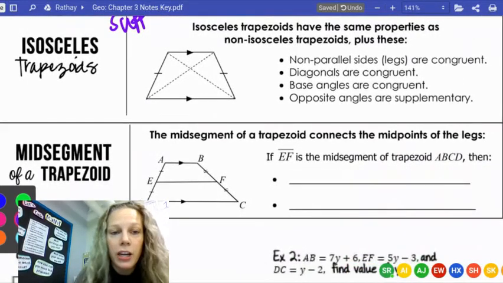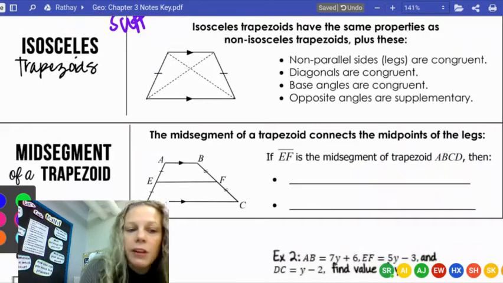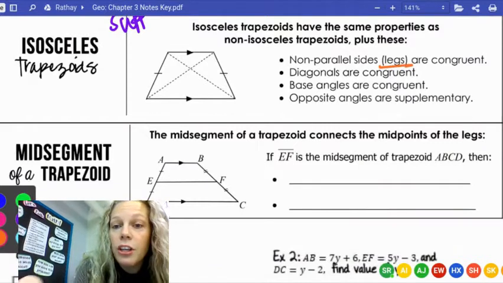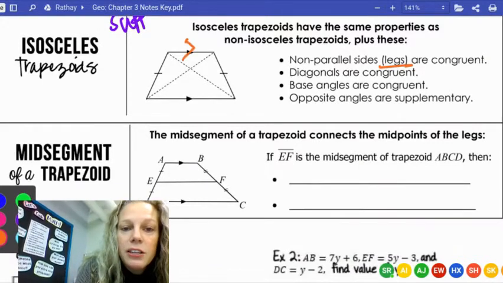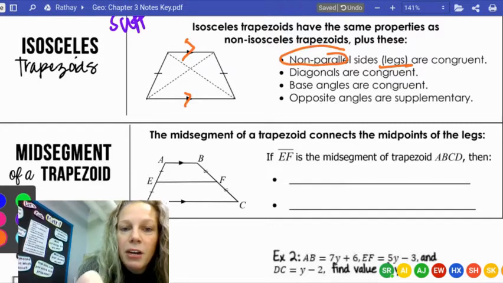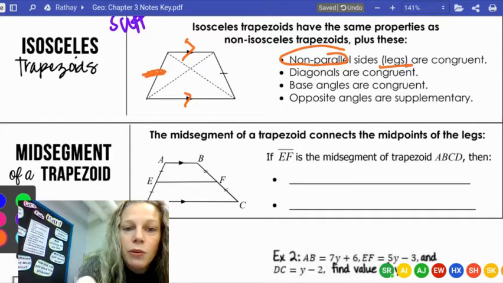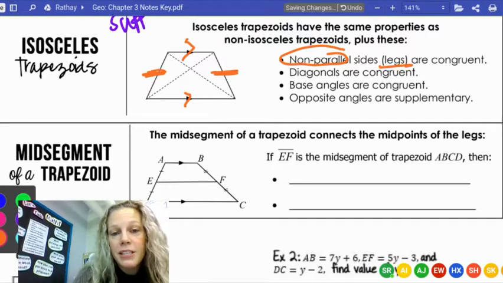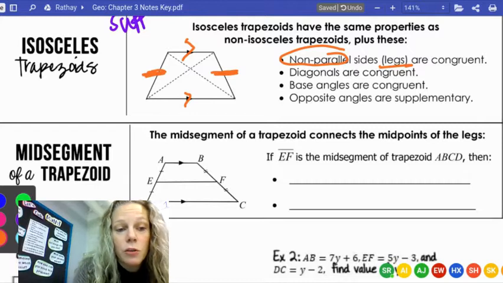Next, we're looking at a specific type of trapezoid, the isosceles trapezoid. An isosceles triangle has two congruent sides. We call them the legs. An isosceles trapezoid has two congruent sides, also called the legs. So our parallel sides are here. In an isosceles trapezoid, it is the non-parallel sides that are going to be congruent. So these two have to have the same length. Once you become an isosceles trapezoid, you now have extra special properties.